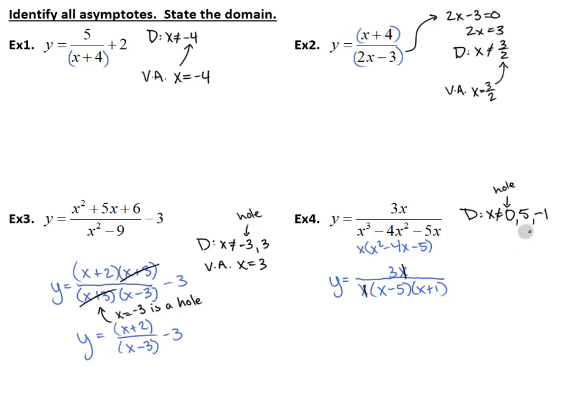These other two, though, will represent vertical asymptotes. So this graph has 2 vertical asymptotes at x equals 5 and x equals negative 1. So obviously that's going to look much stranger. Let's take a quick look at that graph just to confirm all of these things.